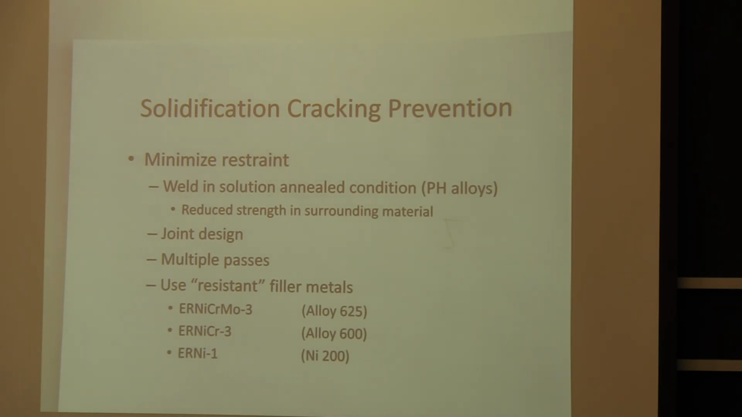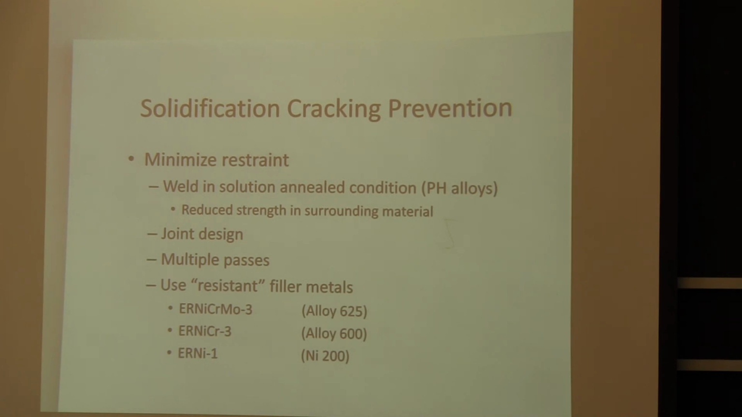ways to do that. One is to weld in a solution annealed condition, which means that everything has been heated up and dissolved, so all the precipitates are in a big solution annealed condition. That reduces the strength of the surrounding material, so you don't have this high strength material on each side of the weld and this low strength solidification going on. You have a more constant lower strength material, which will then require some post-weld heat treatment after you make the weld to restore those properties that you're interested in.